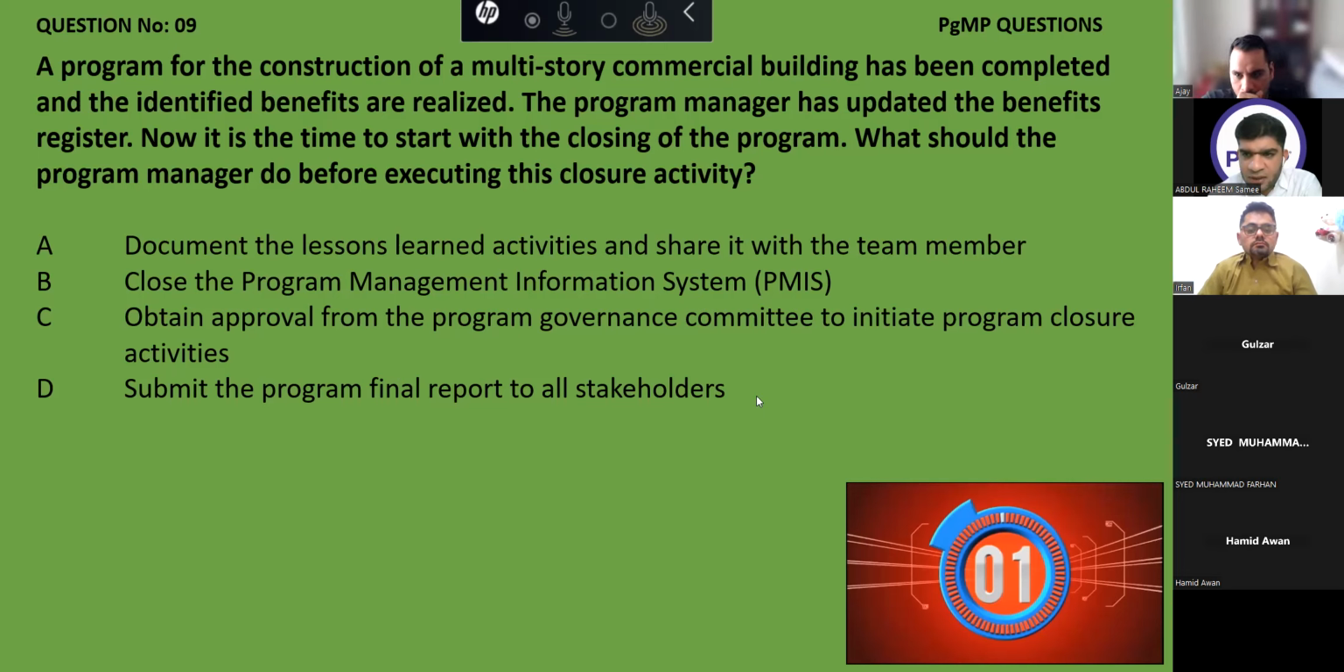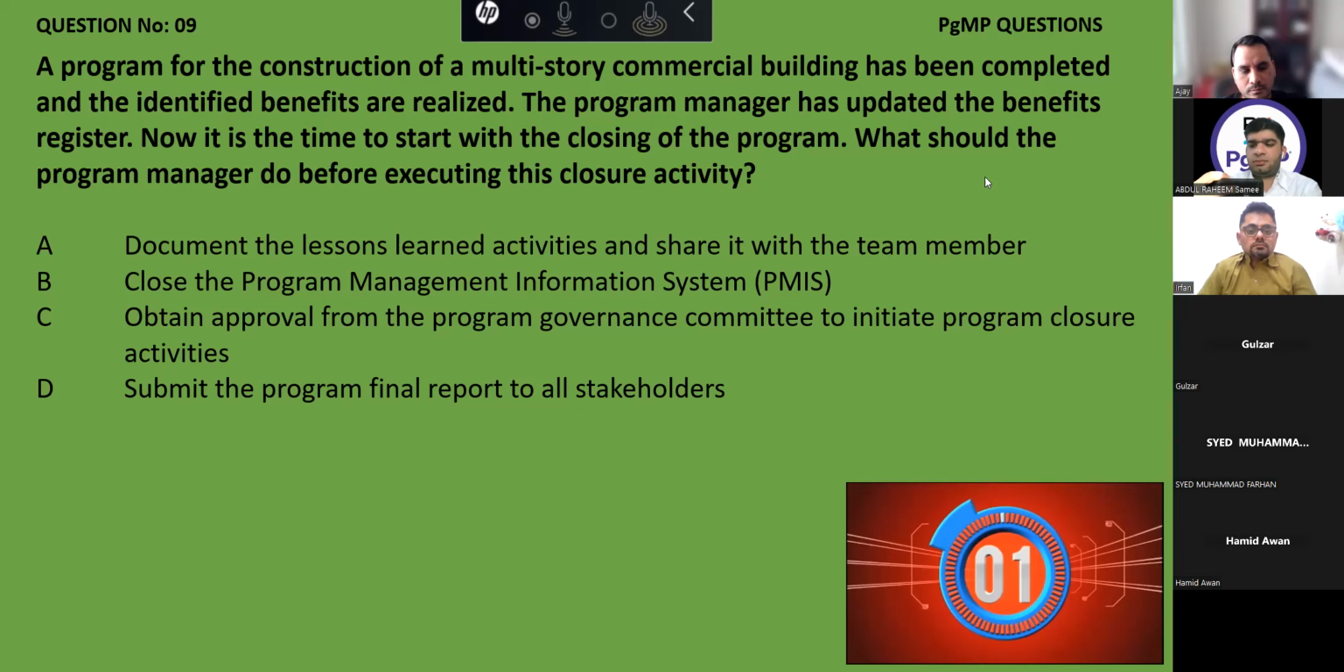Farhan Saab, is it a part of closure activity? Actually, yes. Before going for the closure, permission needs to be taken from the governance board. Right. So this is not itself a part of closure activity, but it is a prerequisite. And last, option number D.